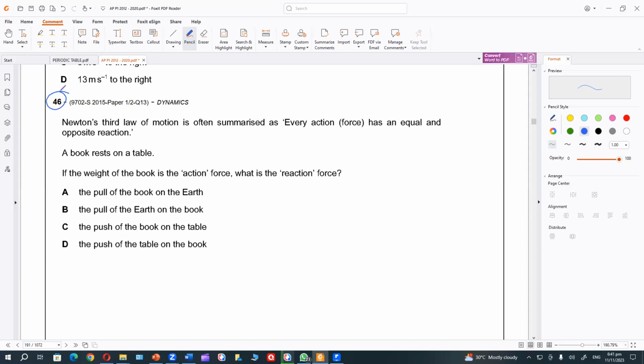Newton's third law of motion is often summarized as: every action force has an equal and opposite reaction. A book rests on a table. If the weight of the book is the action force, what is the reaction force? Remember that the reaction of weight will be another weight.